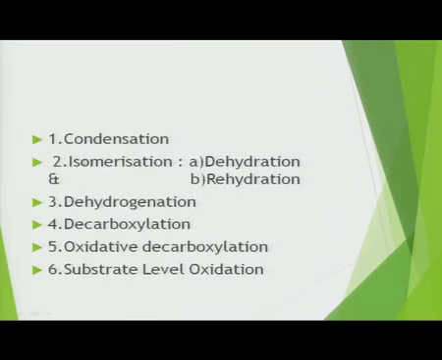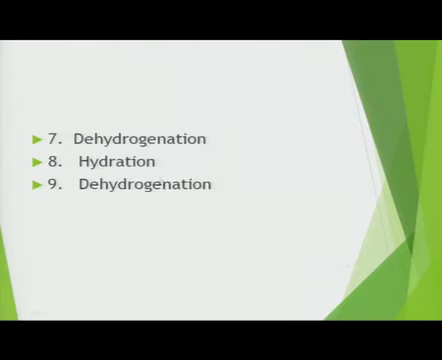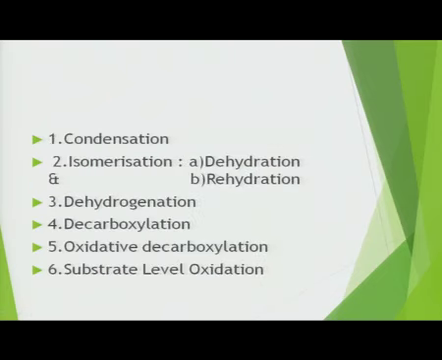These are the different steps of the Krebs cycle. First, condensation; second, isomerization; third, dehydrogenation; fourth, decarboxylation; fifth, oxidative decarboxylation; sixth, substrate level oxidation; seventh, dehydrogenation; eighth, hydration; and ninth, dehydrogenation. After the dehydrogenation, the product that is formed is called oxaloacetic acid. Now, one by one, how these steps go on.